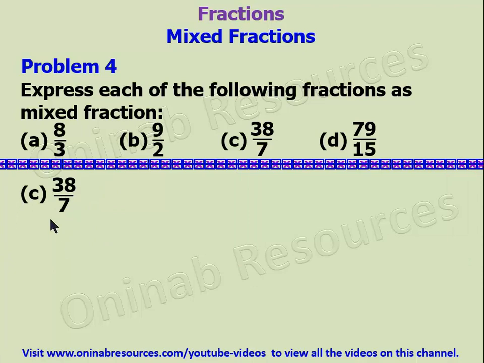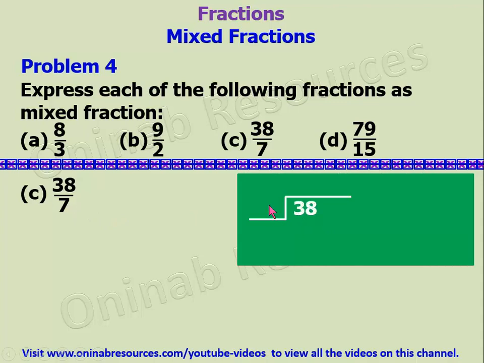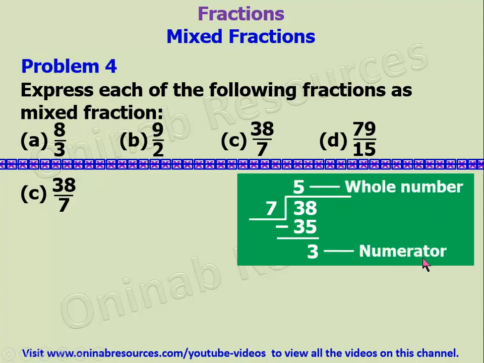So for problem C, we have 38 over 7. Then we divide 38 by 7. 38 divided by 7 goes 5 times. So we now say 5 times 7, which gives 35. We subtract: 38 minus 35 gives 3. So this is the whole number, and this is now the numerator. So that 38 over 7 as a mixed fraction will be 5 whole number 3 over 7. So we go to the D part of the problem.